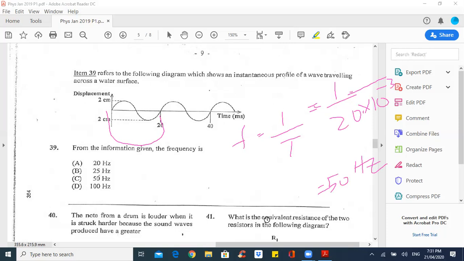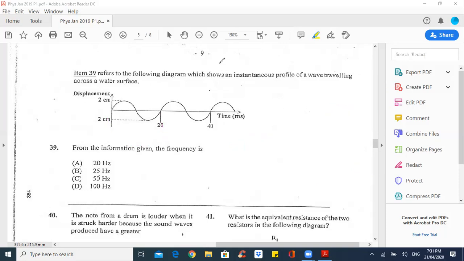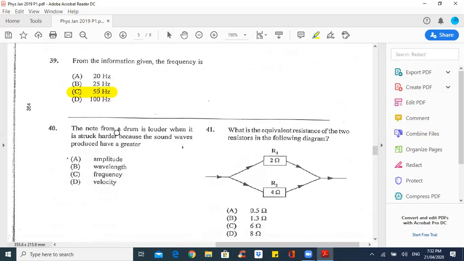Good. Number 40. The note from a drum is louder when it is struck harder because the sound wave produced has a greater amplitude. For it to be louder, it must have a higher amplitude.